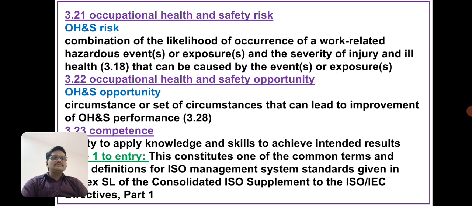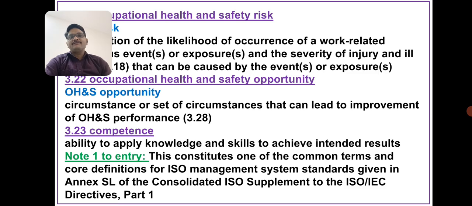Now next is OHS risk. It is the combination of the likelihood of occurrence of a work-related hazardous event or exposure and the severity of injury and ill health that can be caused by the event or exposure. Next is OHS opportunity, a set of circumstances that can lead to improvement of OHS performance. Next is competence, the ability to apply knowledge and skills to achieve intended results.